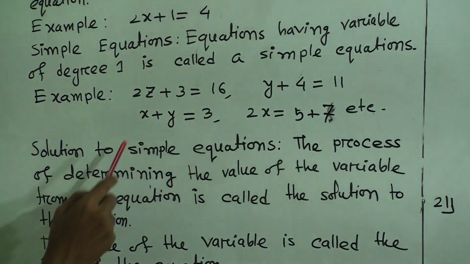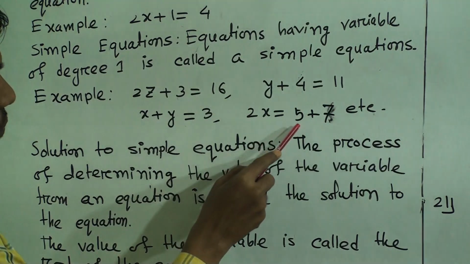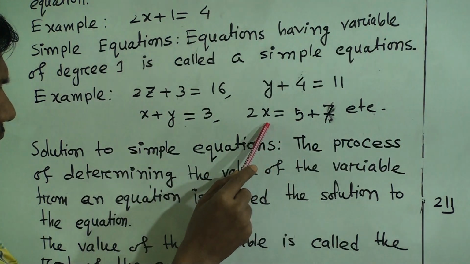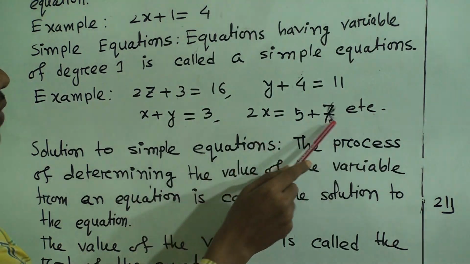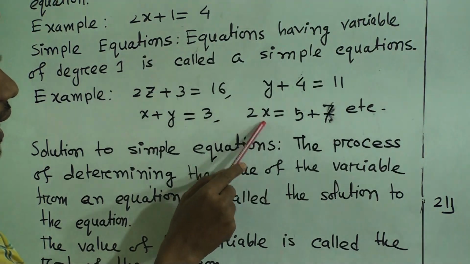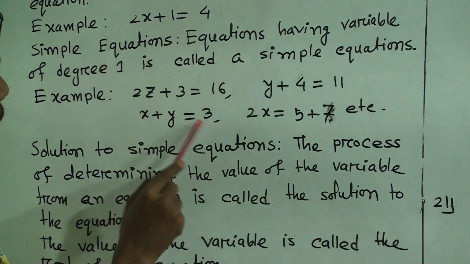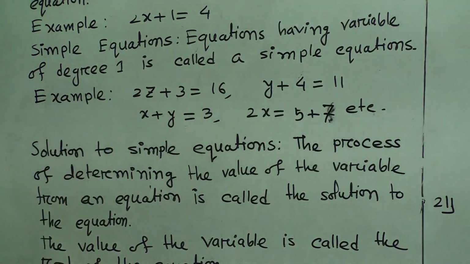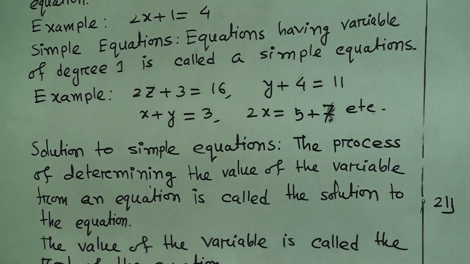Now see, x plus y equal to 3, then 2x equal to 5 plus 7. 2x equal to 5 plus 7 is a simple equation with one variable; here only x is the variable. But x plus y equal to 3 is a simple equation with two variables.